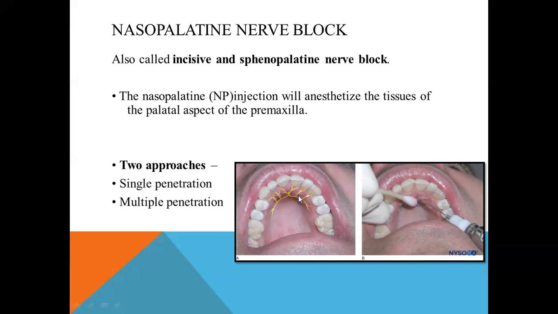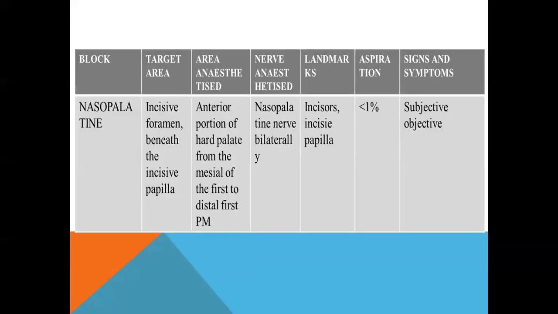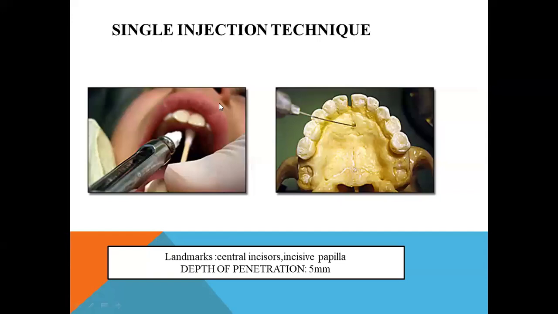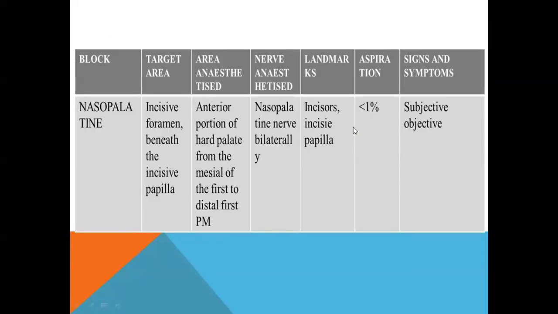There are two approaches: single penetration and multiple penetration. The target area will be the incisive foramen, which lies beneath the incisive papilla. So this is the incisive papilla, and beneath it you can identify the foramen called the incisive foramen. That is the target area.